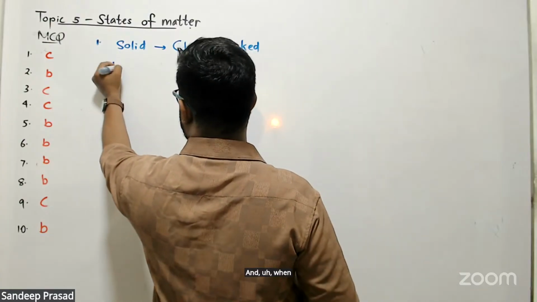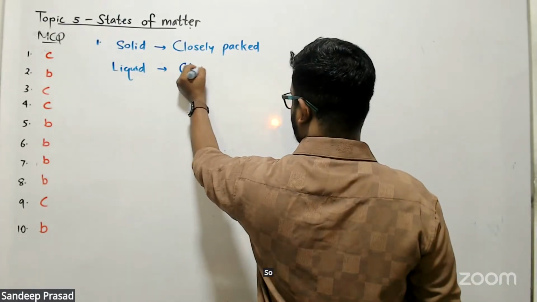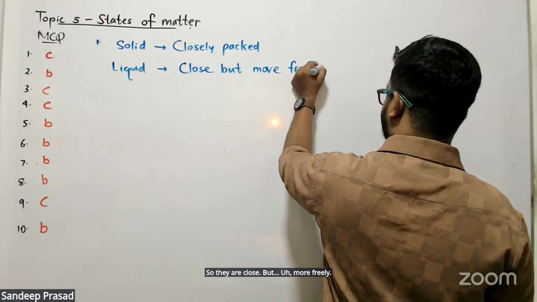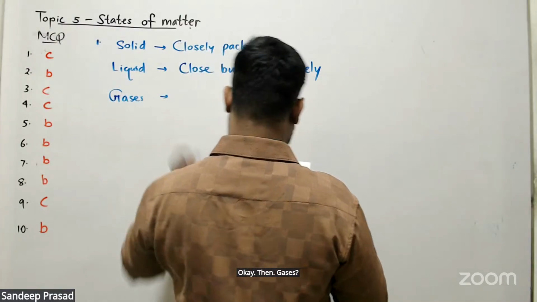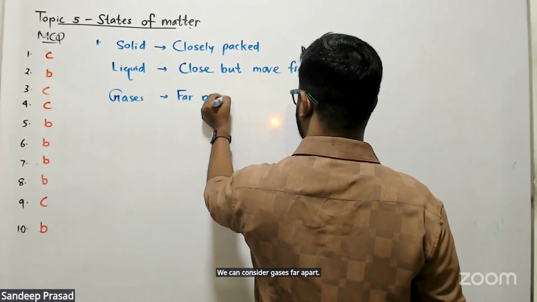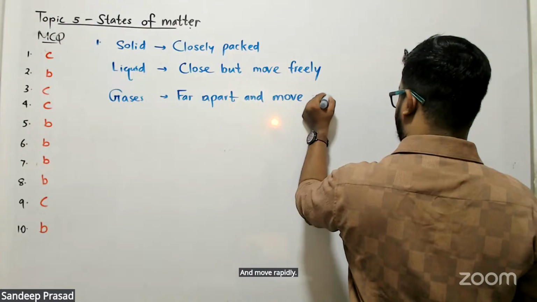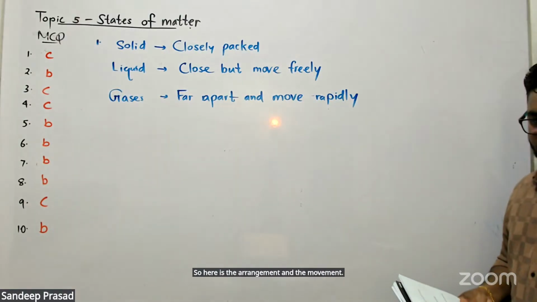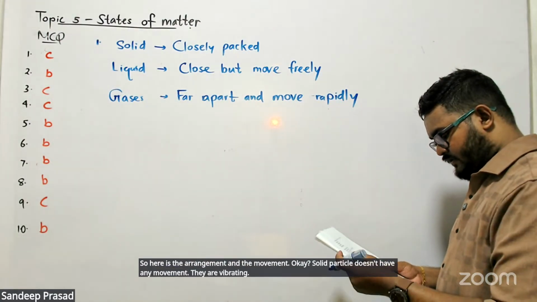And when we consider liquids, liquid particles are close but move freely. Then gases, we can consider gases far apart, and they move rapidly. So here is the arrangement and the movement. Solid particles don't have any translational movement, they are vibrating. Got it?